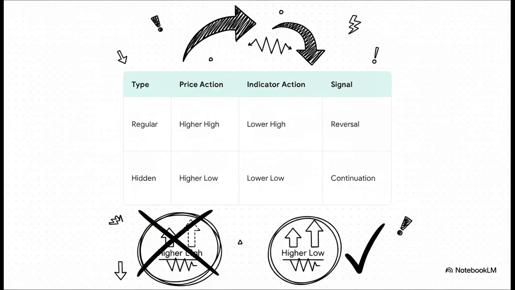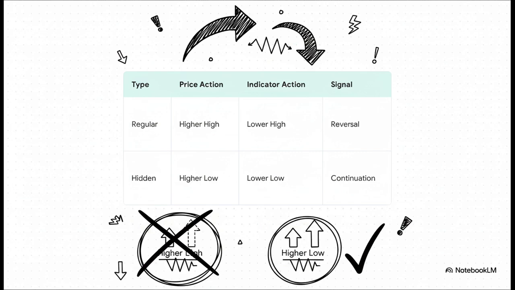Well, for regular divergence, the signal is a potential reversal. It's basically a giant warning sign that the trend is exhausted. On the flip side, for hidden divergence, the signal is trend continuation. It's telling you the underlying momentum is actually just resetting for another big push in the direction of the trend. So regular warns of danger, hidden signals opportunity.